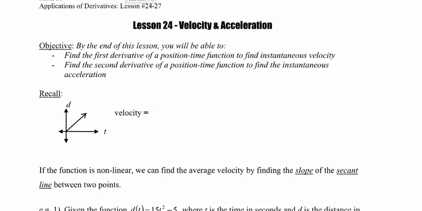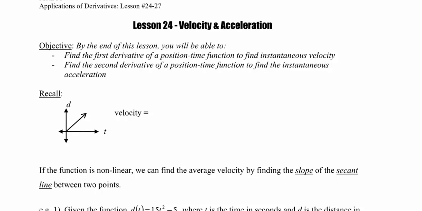Lesson 24, velocity and acceleration. By the end of this lesson, you're going to be able to find the first derivative of a position time function to find instantaneous velocity. And then you'll be able to find the second derivative of a position time function to find instantaneous acceleration. So you'll probably see where we're going with this.